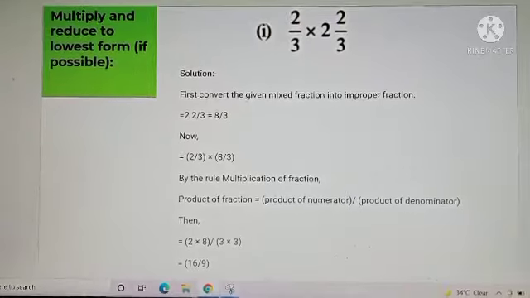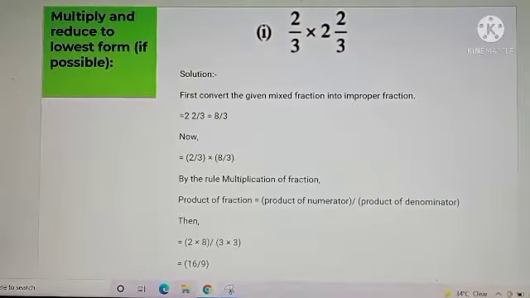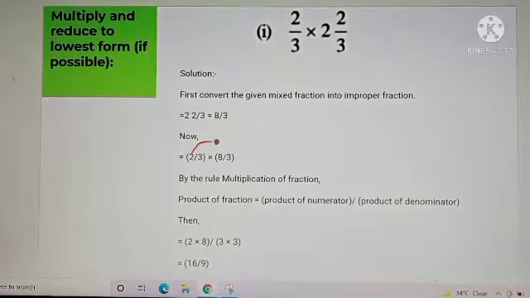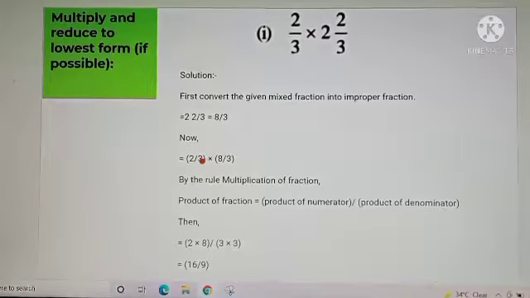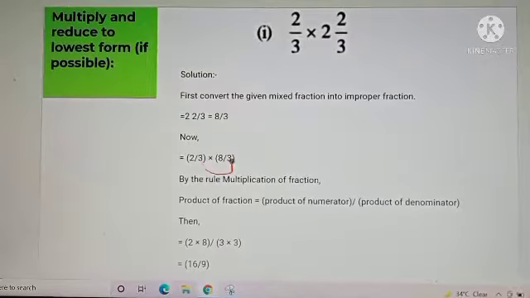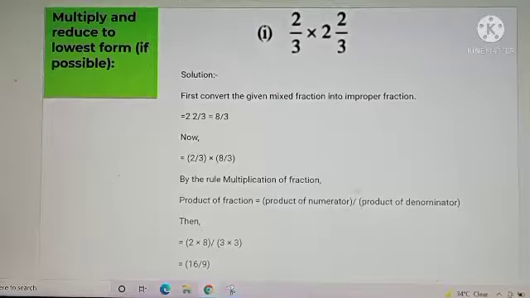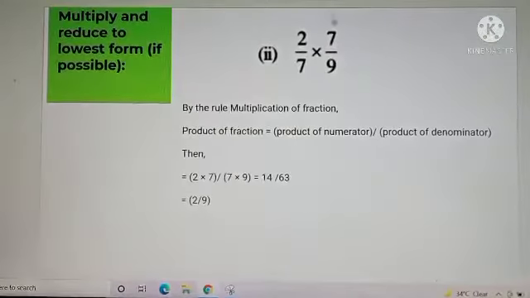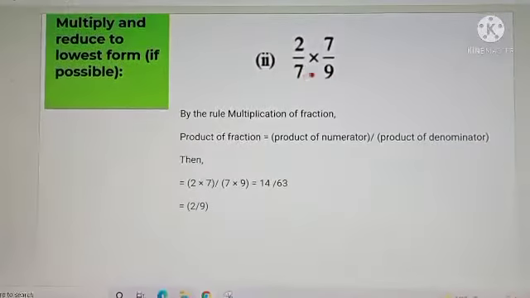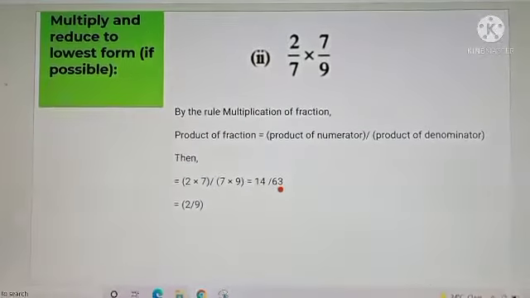2 into 8 is 16. 2 into 8 is 16. 3 into 3 is 9. 16 by 9. Next, 2 into 7 is 14. 7 into 9 is 63.